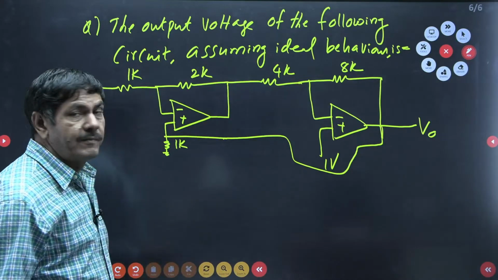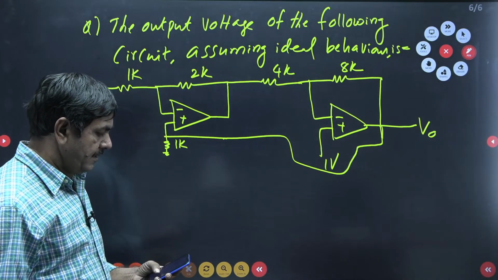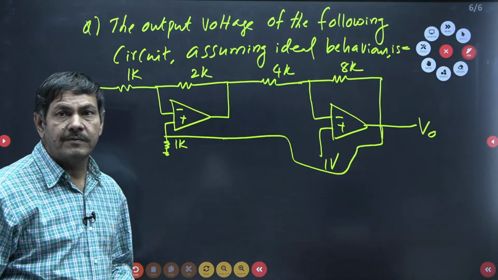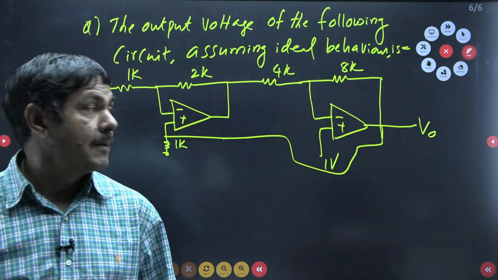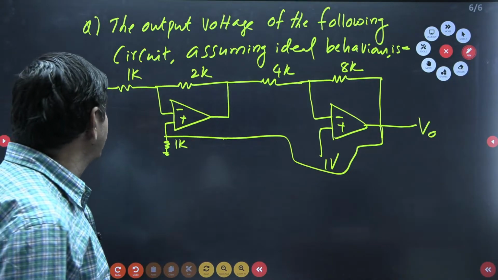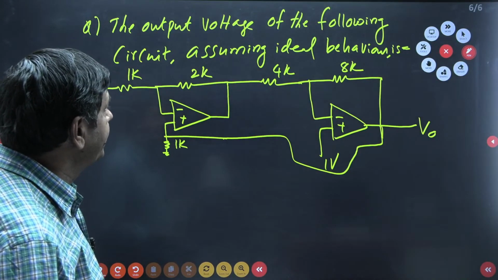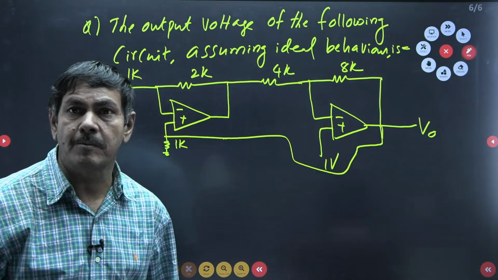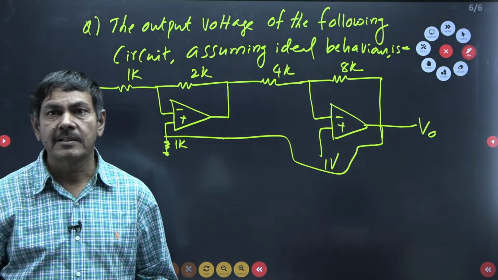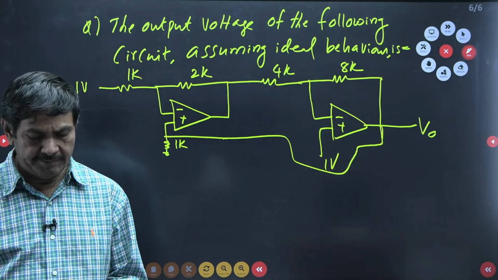But I want the V naught value. These operational amplifiers are ideal behavior only. Can you get V naught from the given problem? Can anybody do this question to find V naught here?